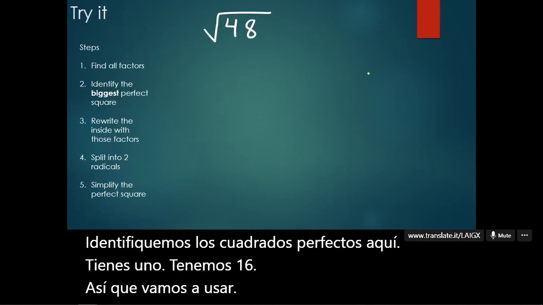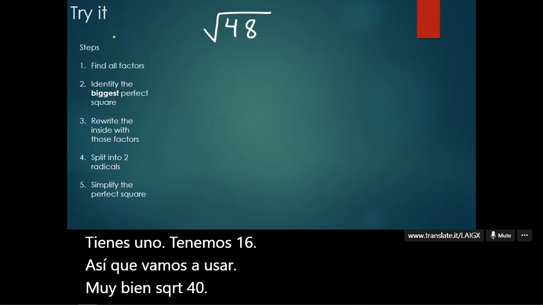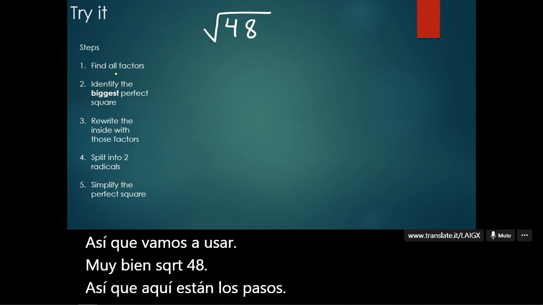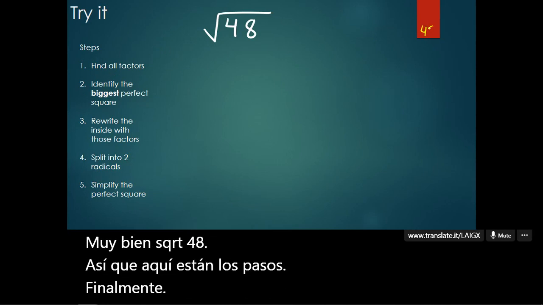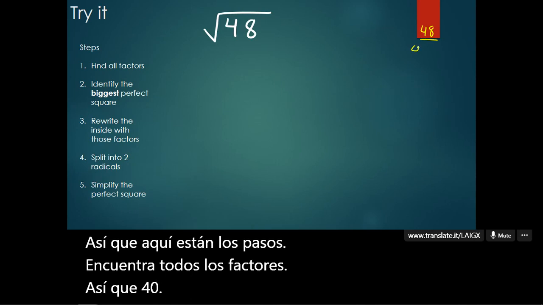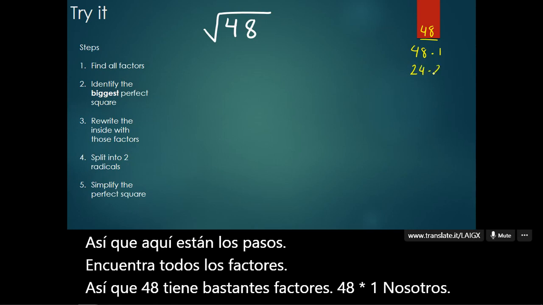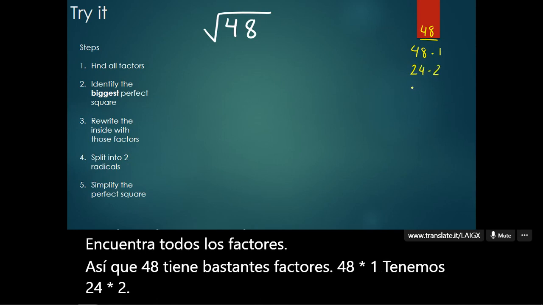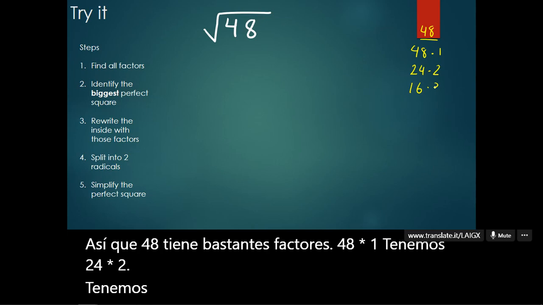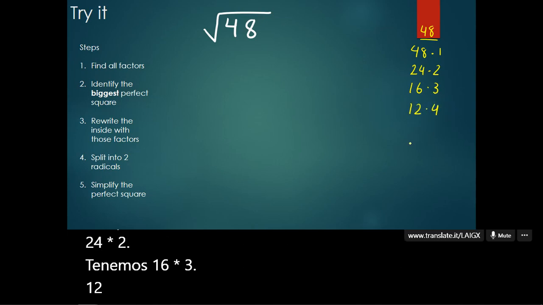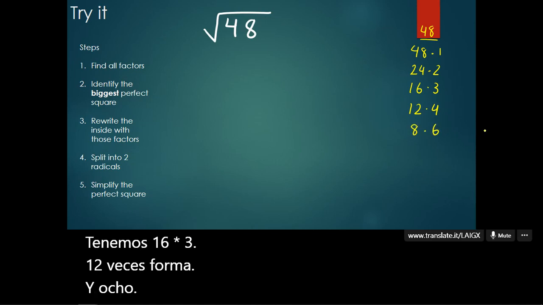All right, the square root of 48. So here are the steps. Find all the factors. 48 has quite a few factors. 48 times 1. We have 24 times 2. We have 16 times 3. 12 times 4. And 8 times 6. I believe that's all of them.